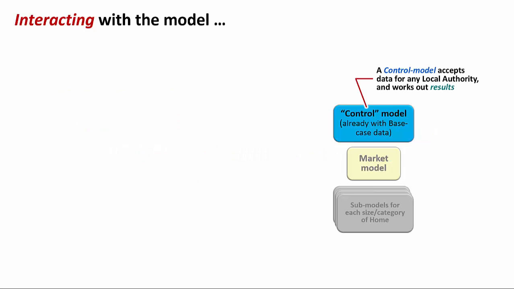So how does the user interact with this model? Well, we've created a control model that sits on top of a generalized model of the market, and that in turn is supported by smaller submodels for each size and category of home. So the model handles the difference between residential homes and nursing homes, small homes and large homes, homes operated by for-profit providers and not-for-profit providers. But that control model accepts data for any local authority and works out the results.